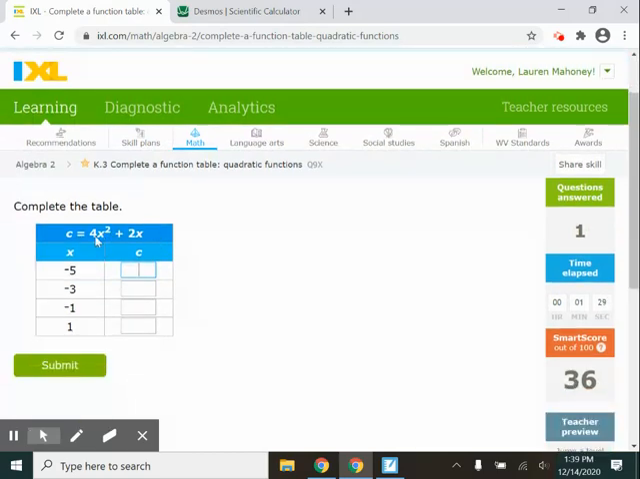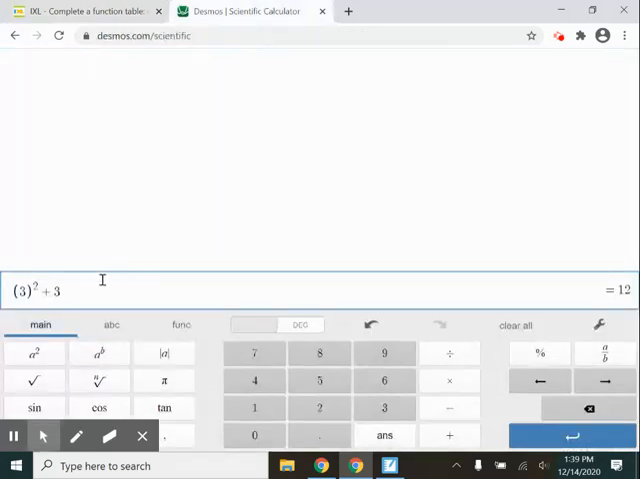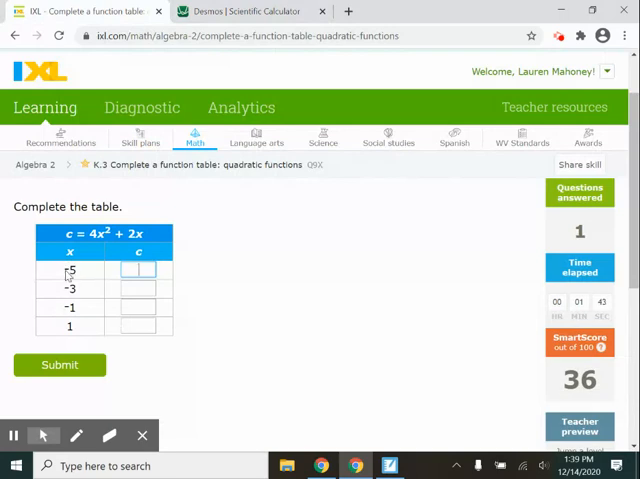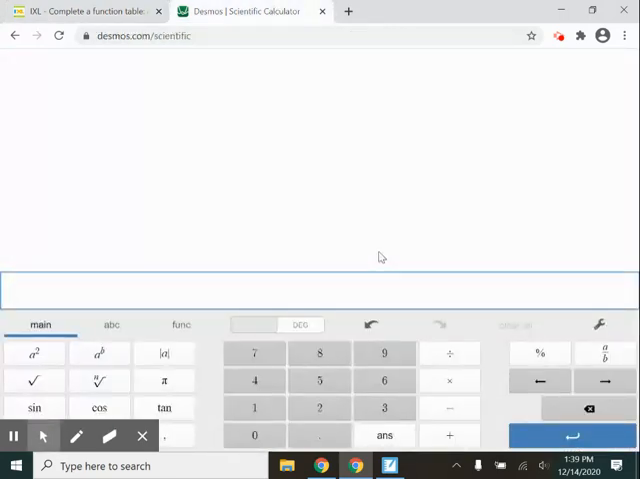Notice this one does have 2 x's to fill in, but you're still doing the exact same thing. It's just you're now going to have to plug your x into 2 different places. So if I come back here and get rid of this, I'm going to have my first value I'm plugging in is -5. I have the 4, and then I put the parenthesis and then the -5, and then squared. Because remember, I'm only replacing the x, so the 4 is not squared. The 4 stays outside of the parentheses. And then plus 2 times my -5, and that gives me 90.